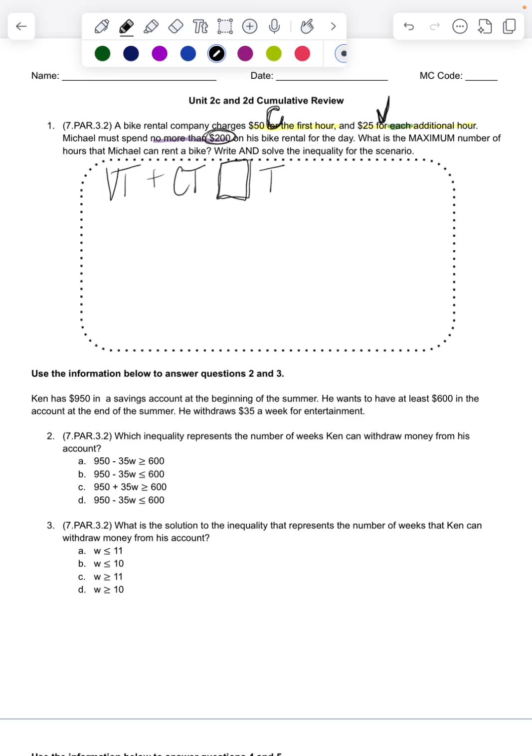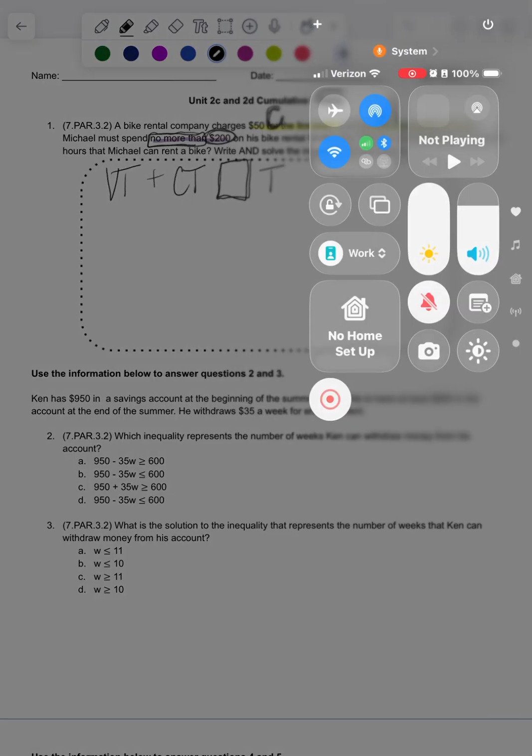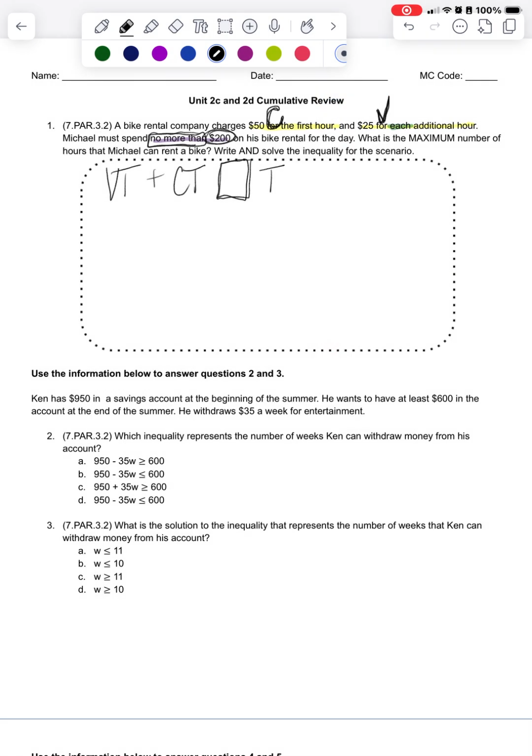No more than is the other word that is kind of critical right here. And so I'm just going to double check, make sure I'm still recording. I am. I don't want it to stop recording.